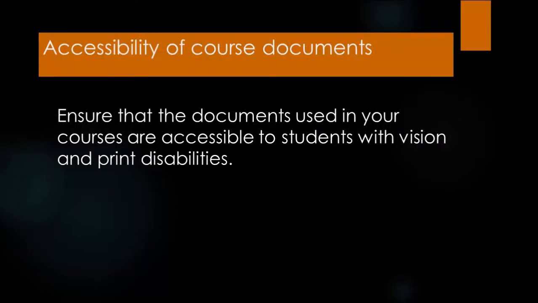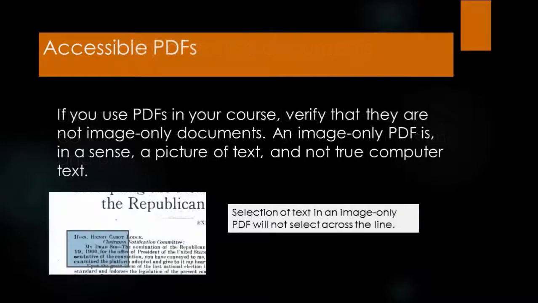First of all, ensure that the documents used in your course are accessible to students with vision impairments and print disabilities, particularly blind students who use a device called a screen reader to speak the content of online material. Individuals with learning or reading disabilities, such as dyslexia, may also use similar technology to access online documents and web pages. If you use PDFs in your course, ensure that they are not image-only documents.